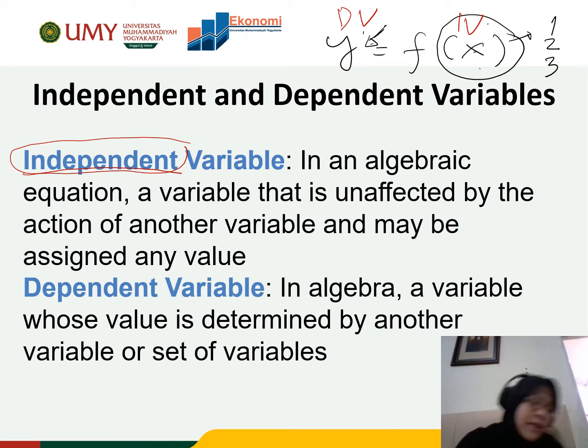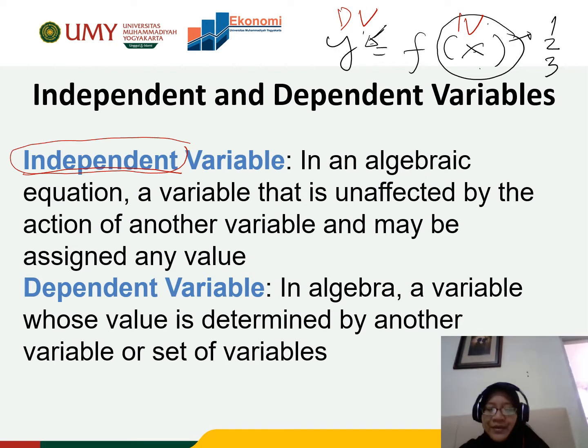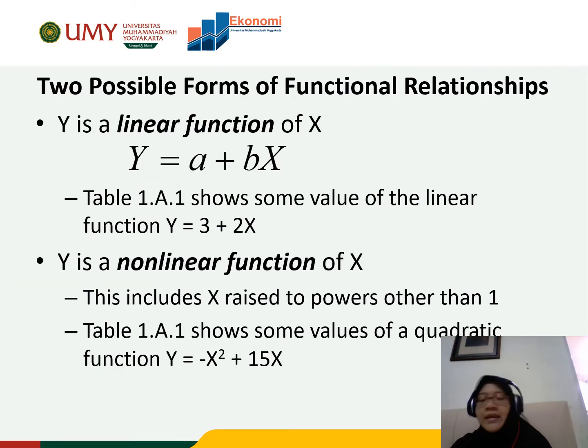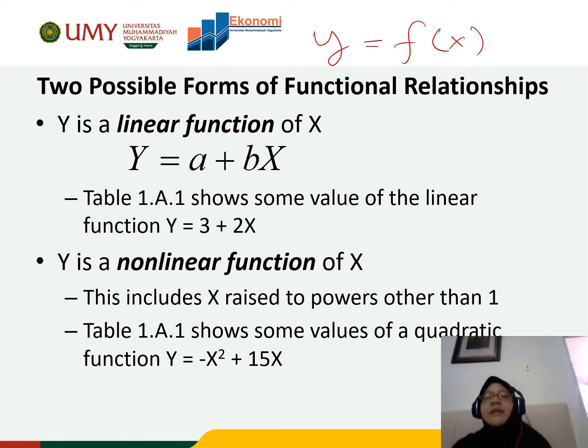Okay, let me switch my battery on. Okay, we have independent and we have dependent, so you already know what the dependent and independent variables are. So we already have the forms of functional relation, y as a function of x.